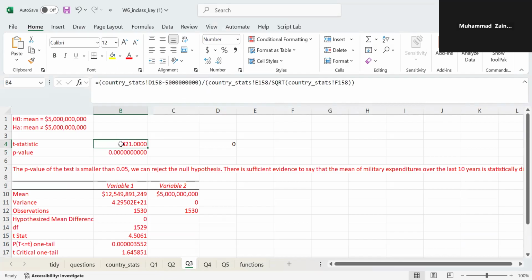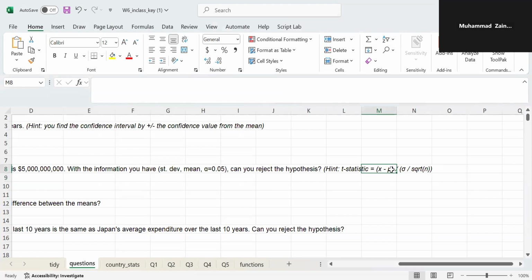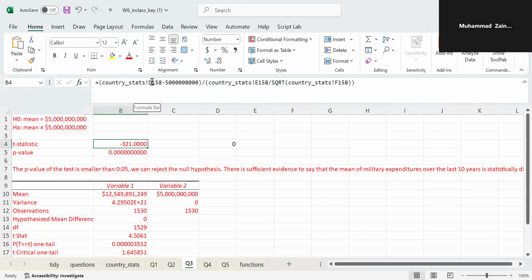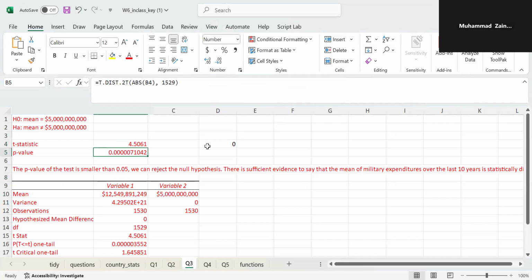Oh, sorry, my bad. You need to first calculate the t statistic and then use that to find the p-value. So the formula for the t statistic is this: x minus the mean, divided by the standard deviation divided by the square root of n. I have the formula here. This is your average that we got from that country stats table. This is the 5 billion minus 5 billion. And then this is your standard deviation, divided by the square root of the total, 159. So this is your t statistic, right?